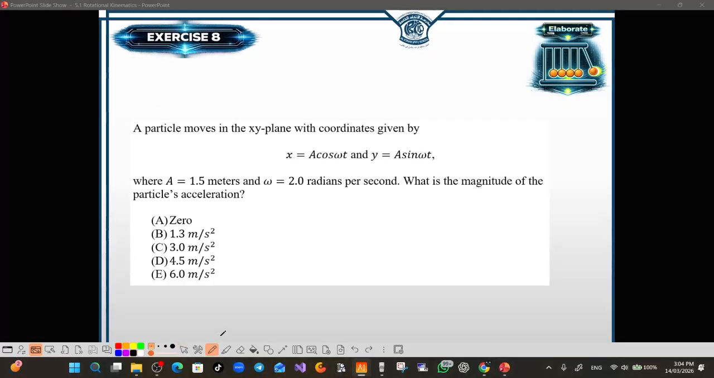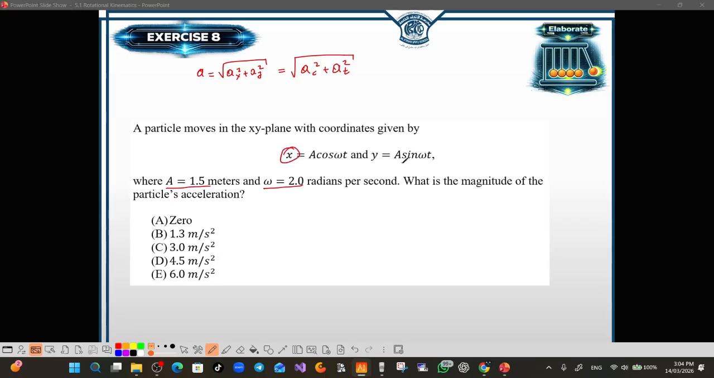A particle moves in the xy plane with the coordinates x equal to a cosine omega t and y equal to a sine omega t. A is equal to 1.5, omega is equal to 2 radian per second. What is the magnitude of acceleration? We know that to find the magnitude of acceleration, we simply find it via the square root of ax squared plus ay squared, or if we have information about the tangential acceleration and the centripetal acceleration, we use the Pythagorean sum on that.